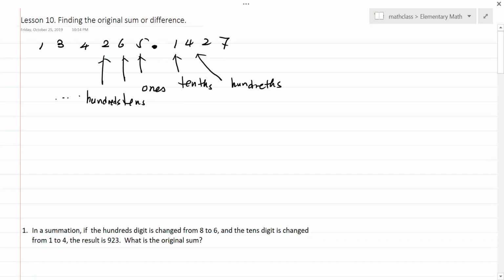So we have the ones digit, tens digit, and hundreds digit. Those are the terminology when we talk about numbers.